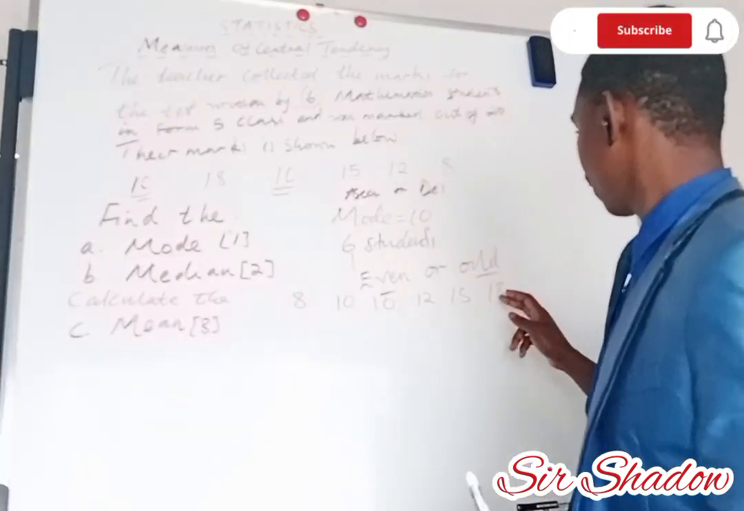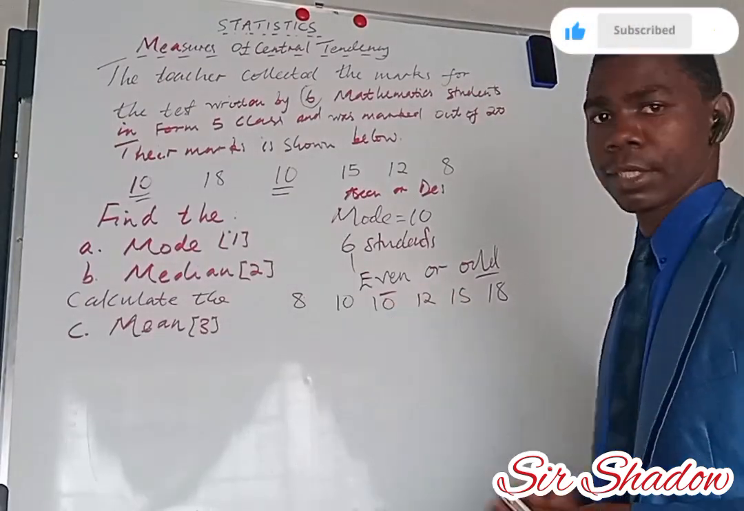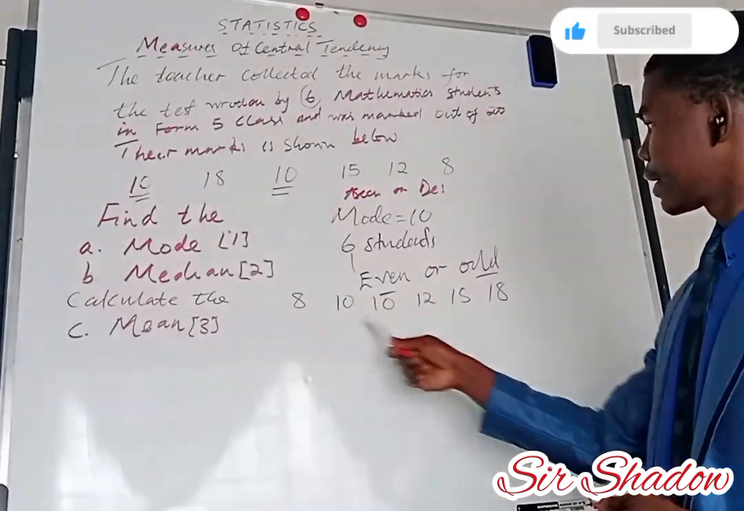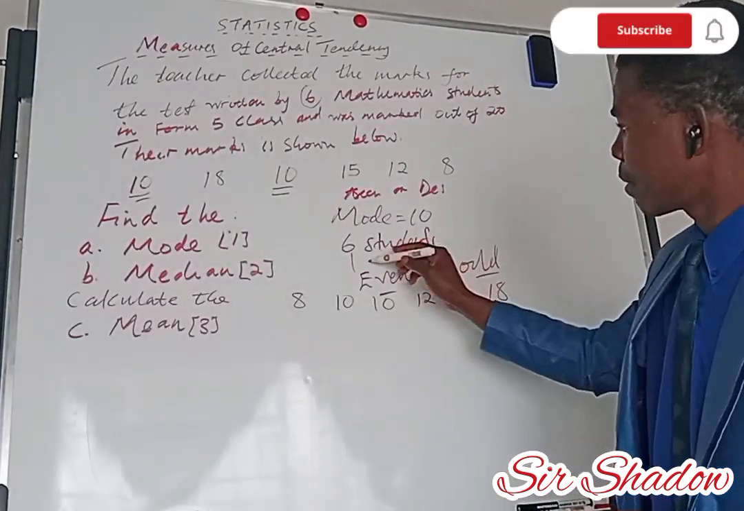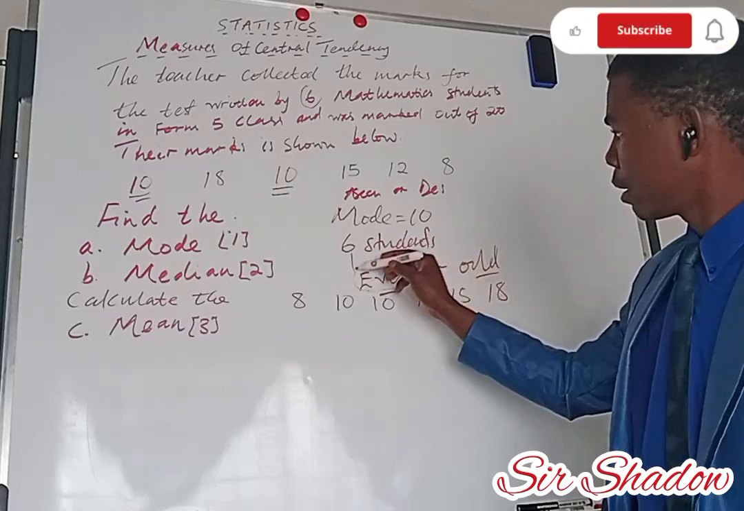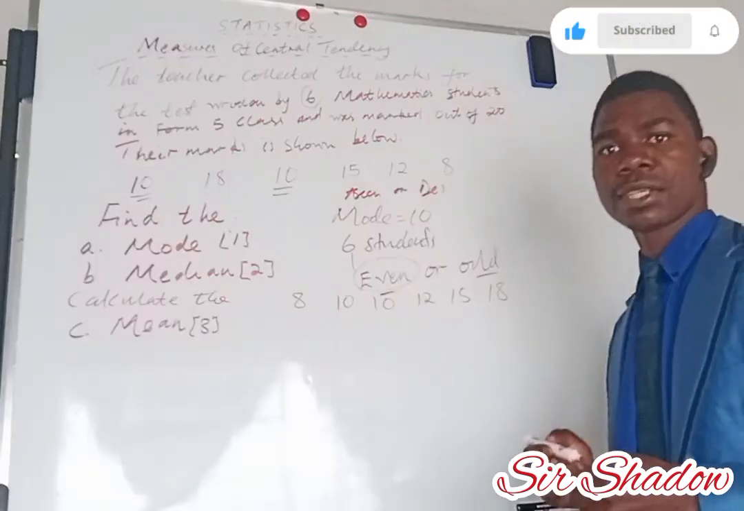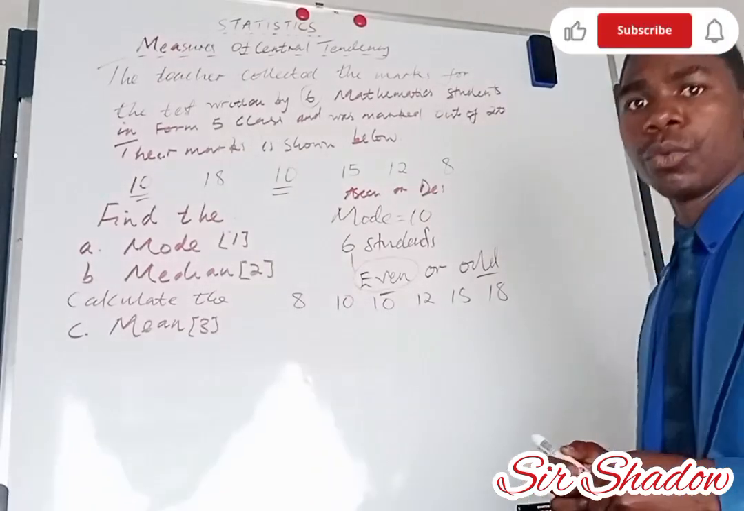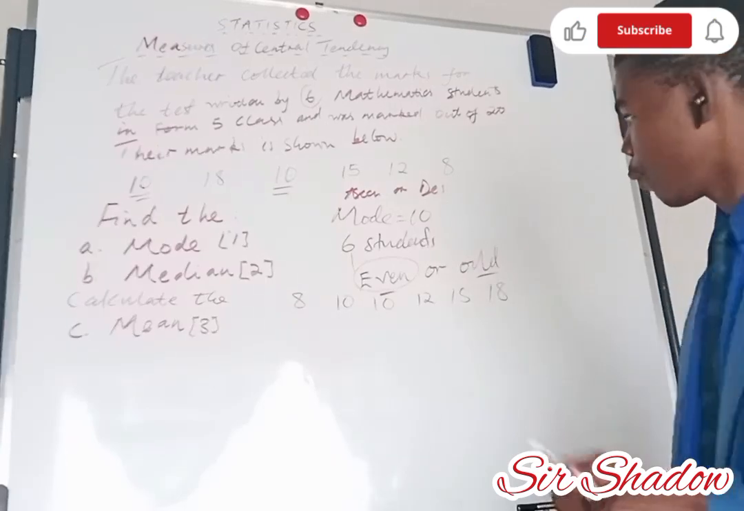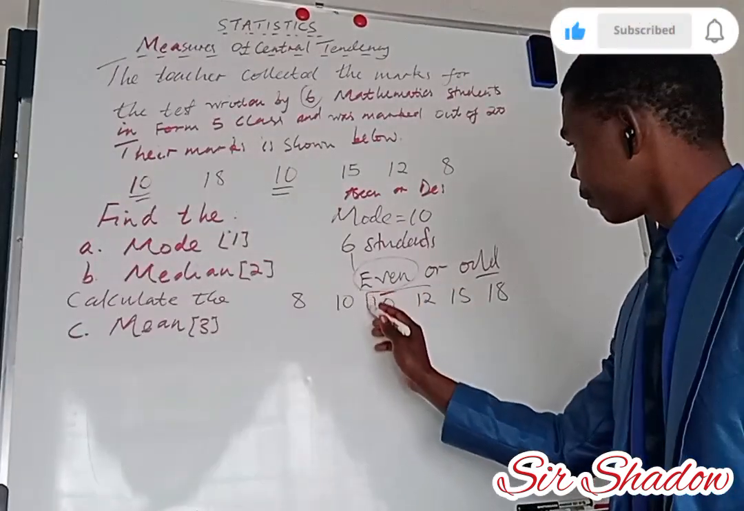As I said, we have 1, 2, 3, 4, 5, 6. Remember, 6 is an even number. So we have to pick the 2 middle values. You have to pick 2 middle values. This one.